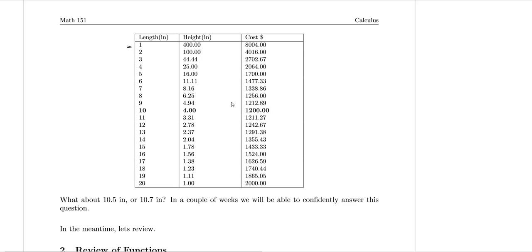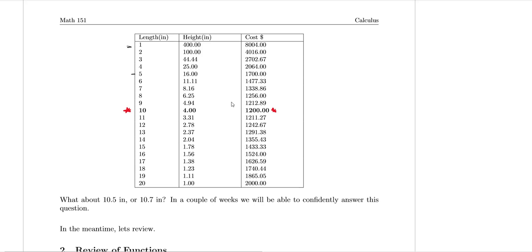So when the length was 1 inch, the cost was 8,000. When the length was 5 inches, the cost was 1,700. And it seems like the cost is going down until we reach a length of 10 inches. Now, when the length is 10 inches, it looks like our cost is 1,200. Now, if I keep on increasing the length of the base of the box to 11, 12, 13, 14, you do see that the price starts to go up again. So it does seem like when x is 10 inches, you are minimizing the cost to 1,200.